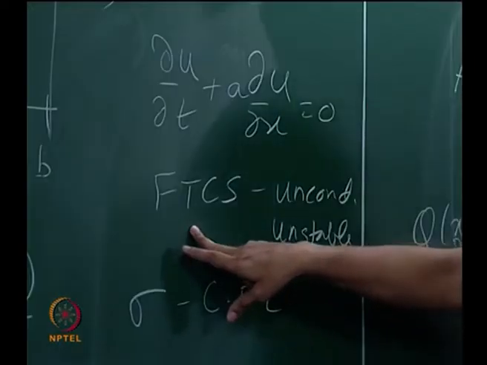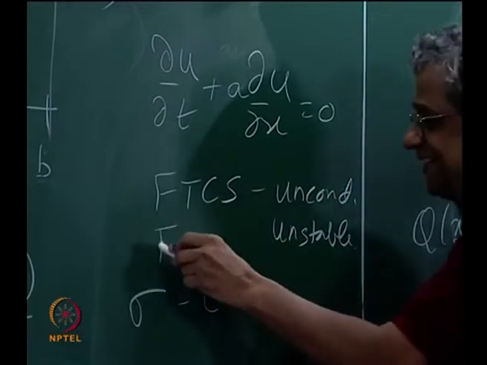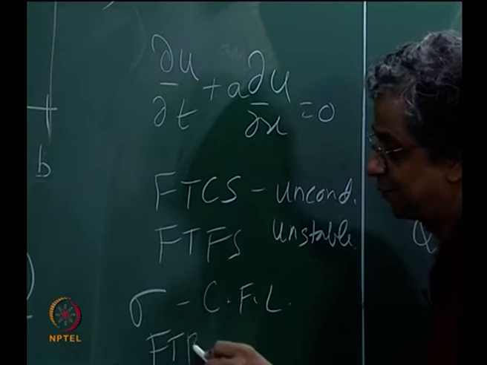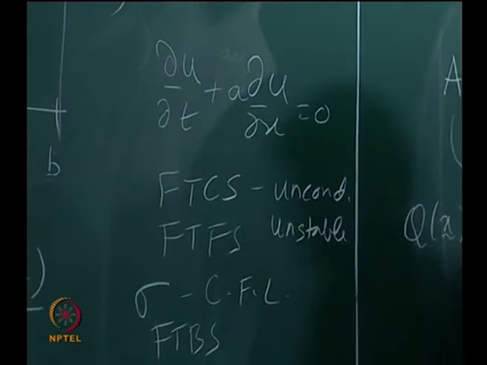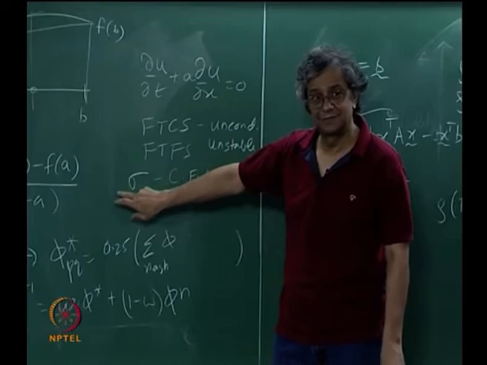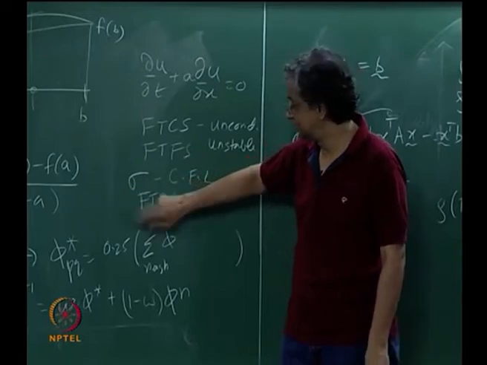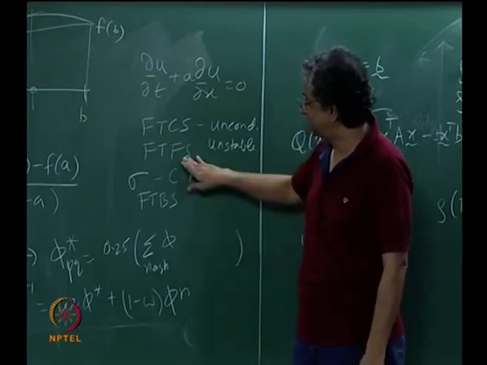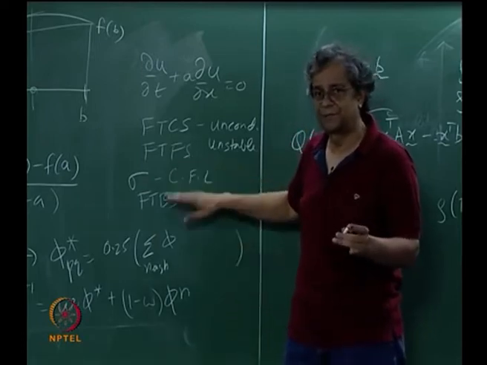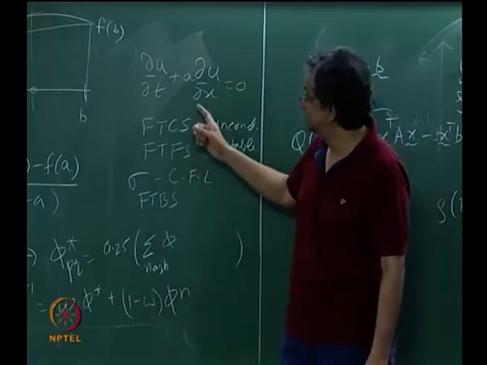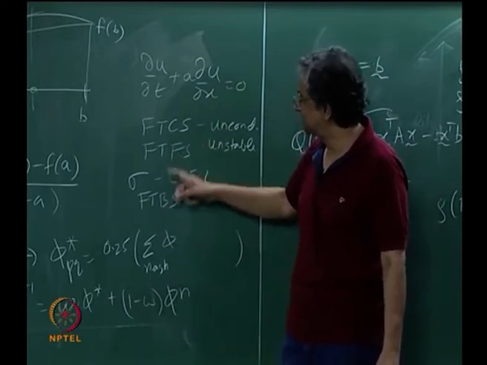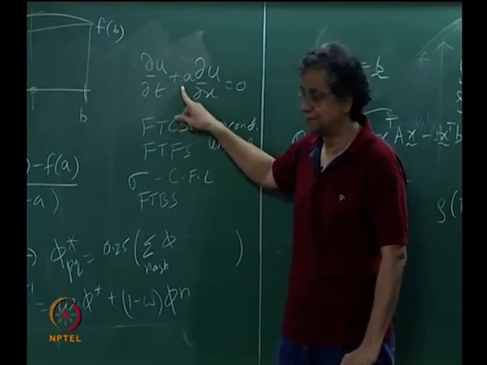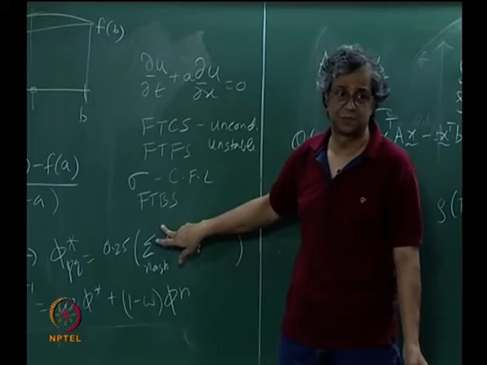We also did FTFS, I shouldn't forget that, which is also unconditionally unstable, and then finally we did FTBS, forward time backward space, and basically showed that if the Courant-Friedrichs-Lewy number is less than 1, we got a condition. FTFS in fact gave us the idea of upwinding, that is, FTFS did not work but FTBS worked because A is positive, and if the sign of A changed, if A became negative, then FTFS would work and FTBS would not work, right.